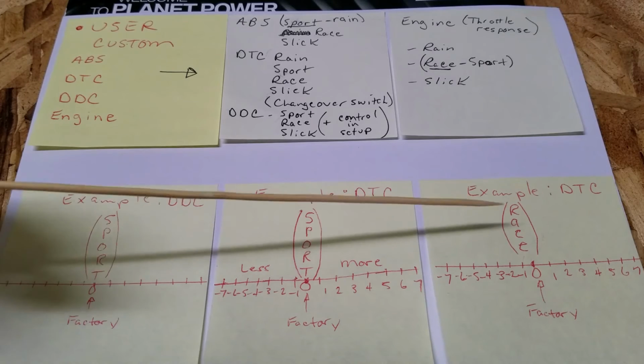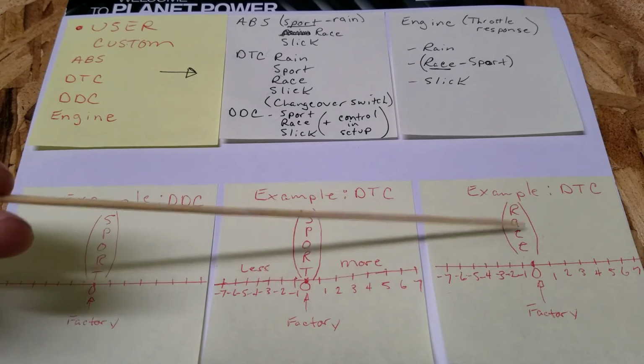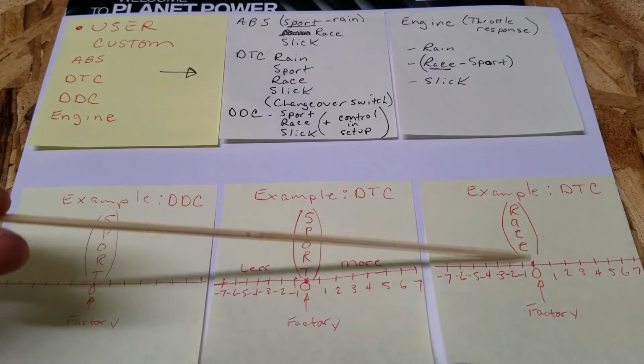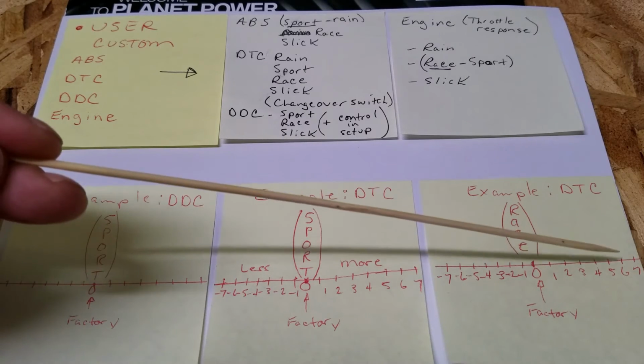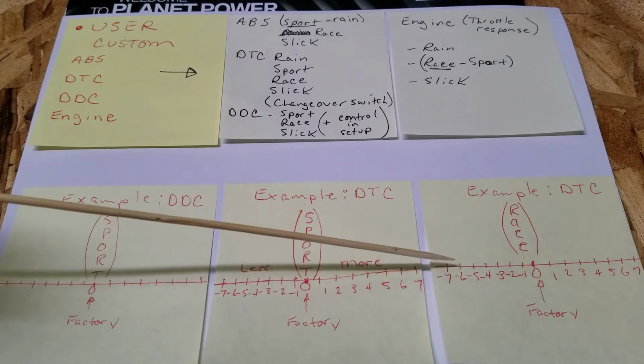The same could be said for another mode, for example, in race. You can do the same thing. You can set your traction control for a general factory setting behavior of race, but then adjust it even farther for either more intervention in race or less intervention in race.